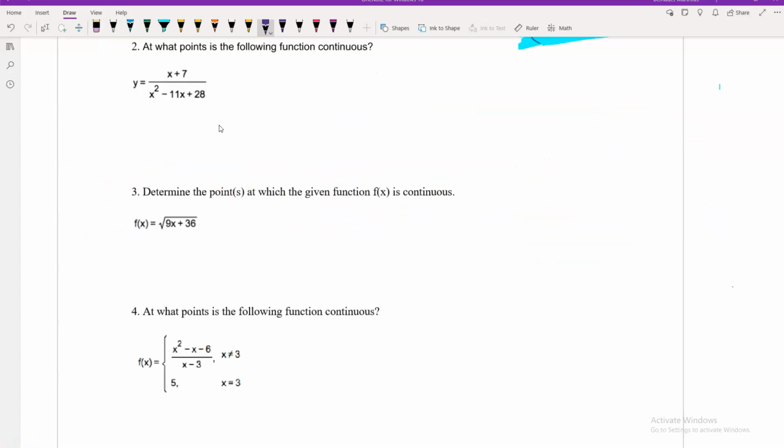At what point is the following function continuous? So here in this case, we have numerator divided by denominator. For example, I'm going to use p of x for what I have in numerator and q of x for what I have in denominator. And both of these are continuous for all x.